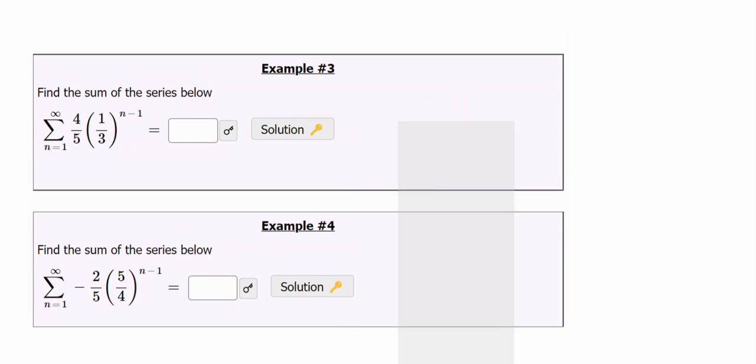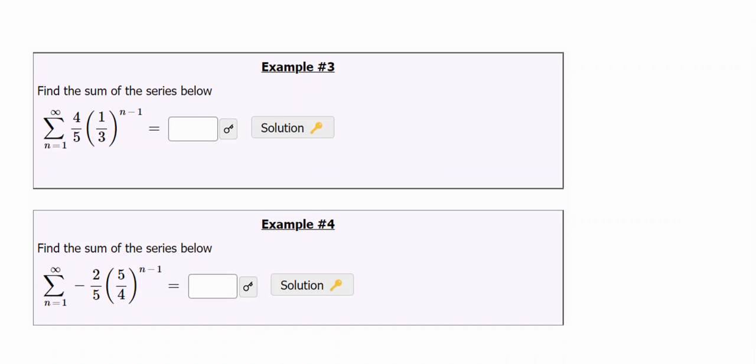So this would be, okay, this would be our A value. And this would be our R. And we know that as long as the absolute value of R is less than 1, then our series is going to be convergent. So we can use our formula. We'll say the sum at infinity is equal to A over 1 minus R. And then we'll just fill it in.